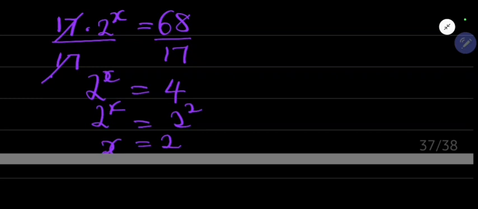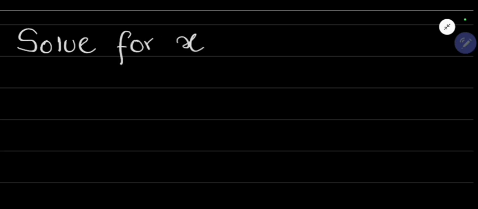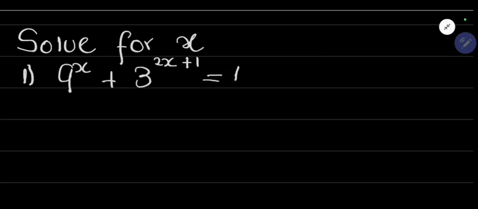Then let us go for b. It was strictly solve x. B is about solving x. Let me use this white. Solve for x. So number 1: 9 exponent x plus 3 exponent 2x plus 1 is equal to 4 root 3.